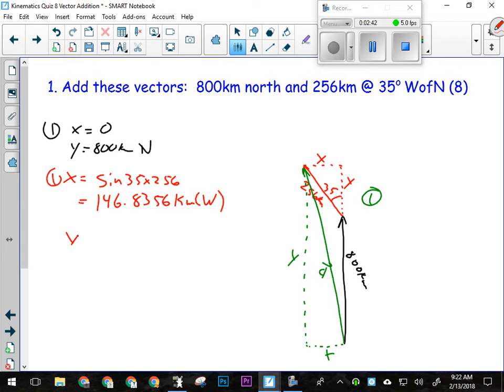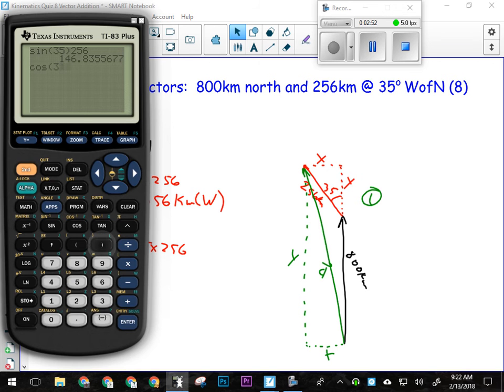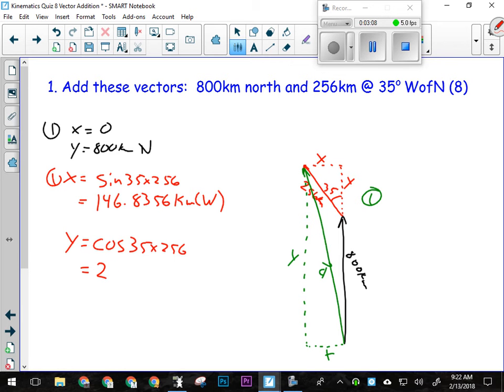Now, to find y, it's the adjacent side, so that's going to be the cos of 35 times 256. So we got 209.7029 kilometers, and that's north. One mark again for just this part. Just a method mark.